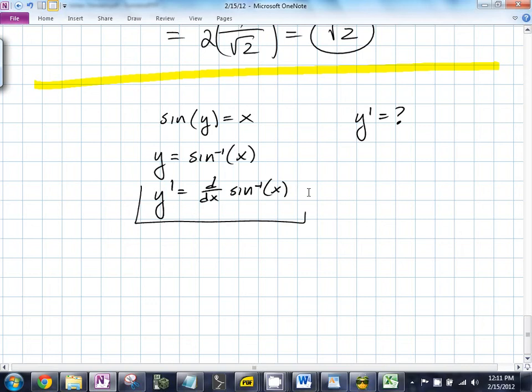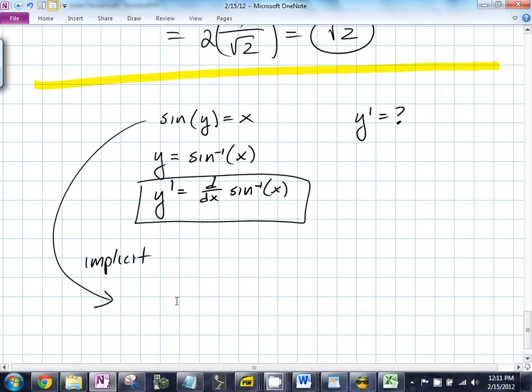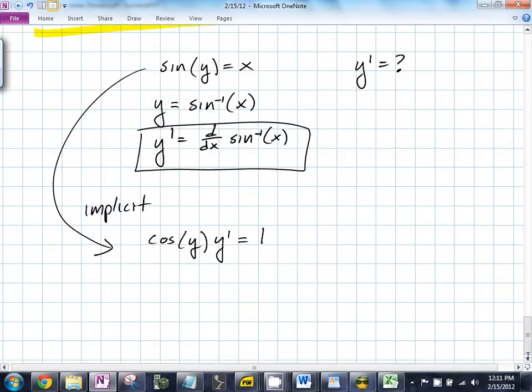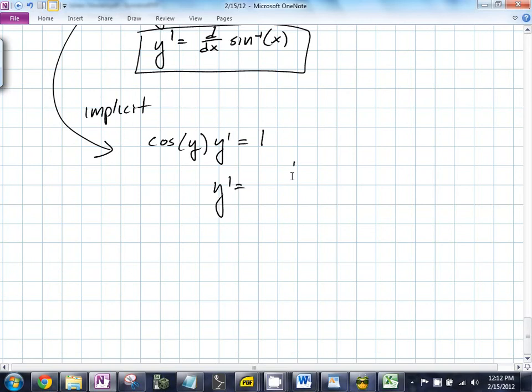But let's use the second method. If we use implicit differentiation instead, what's the derivative of sine? Cosine y, and what do we have to multiply by? Y prime, and that's going to equal 1. So what does y prime equal? 1 over cosine y. We're going to keep going here. As a side note, can you tell me what cosine squared y plus sine squared y is equal to? 1. You agree with that? Yes. Okay.